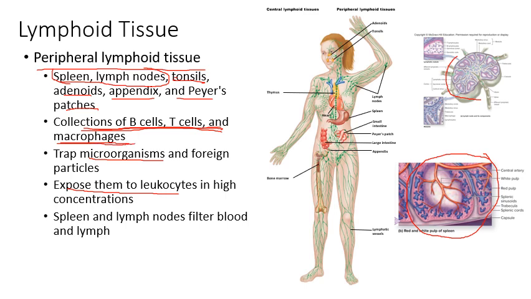So this is kind of how the peripheral lymphoid tissue works. We're going to trap the organisms, giving pathogens access to the B cells, T cells, and macrophages, those immune cells, so they can start the immune response.